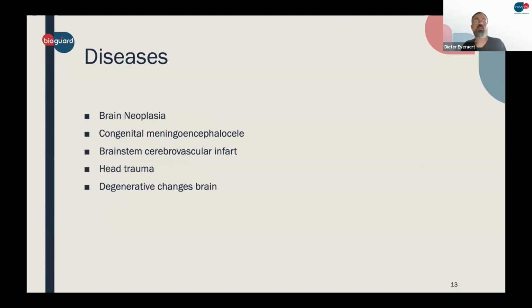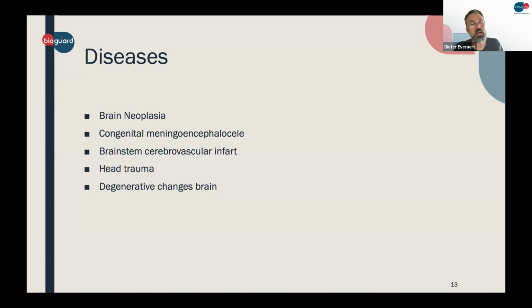So other diseases causing central vestibular disease: any kind of brain neoplasia. Honestly, I've maybe seen it 2 or 3 times, so not that often. Congenital meningoencephalocele, haven't seen it yet, but definitely possible. A brainstem cerebrovascular infarct. You can see it, especially in really old rabbits with cardiac disease. It's definitely not that common as Encephalitozoon, but it can be a cause of central disease.